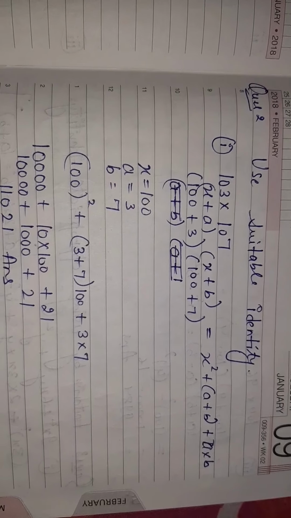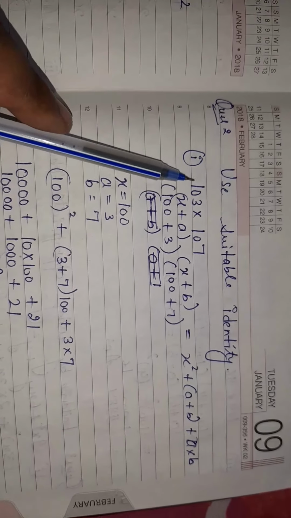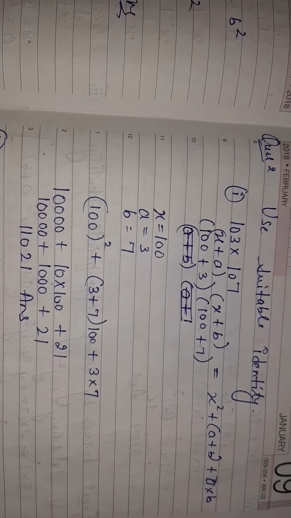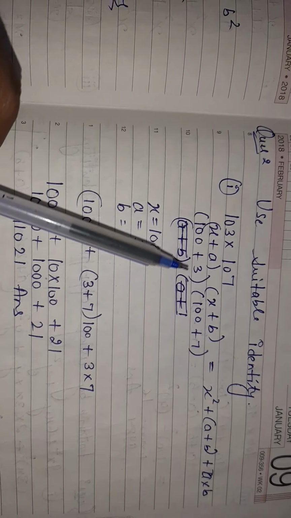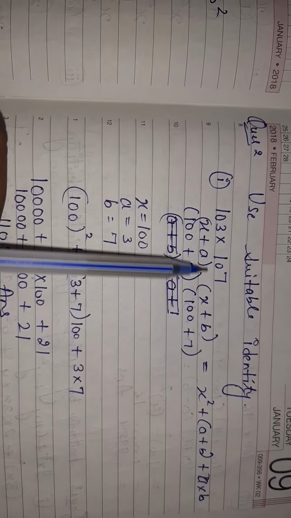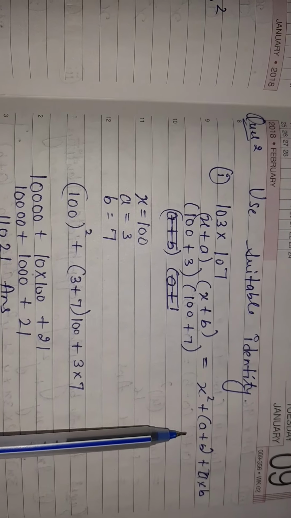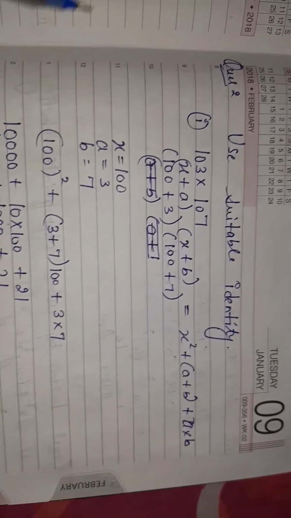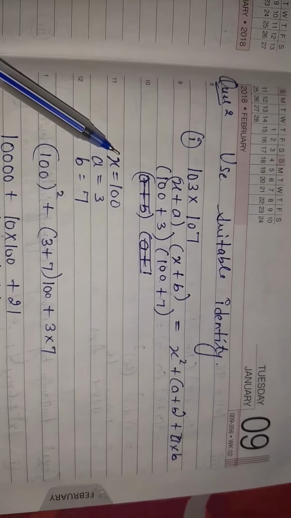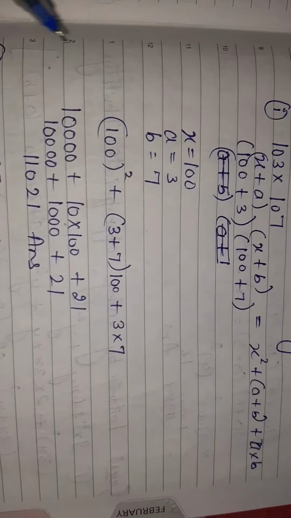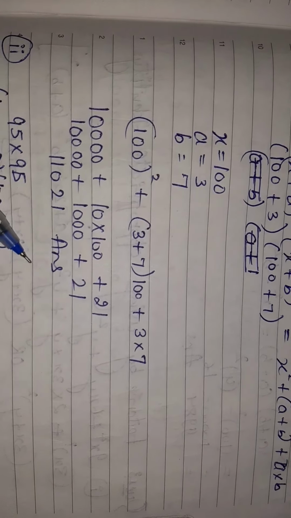See question number 2. One of the simplest questions based on the previous identity which we have just done. 103 into 107. Yes, I can write 103 as 100 plus 3 and 107 as 100 plus 7. The identity will become (x + a)(x + b). Identity you all know, x square plus (a + b)x plus a into b. Here x is 100, a is 3, b is 7. Put the values and find the answer.